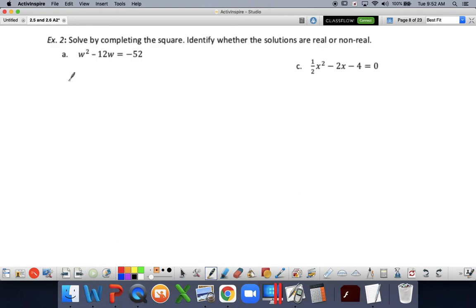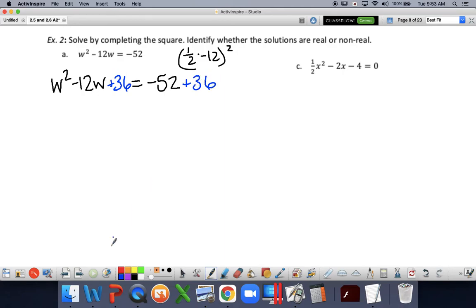Well, I can skip steps 1 and 2 because I already have a 1 x squared, or in this case w squared, and my constant is already on the other side of the equation. So what I need to do is figure out what is half of negative 12 and then square it. Half of negative 12 is negative 6, and negative 6 squared is 36. So I'm going to add 36 to both sides. I must add them to both sides.